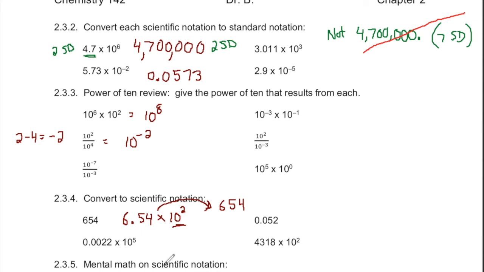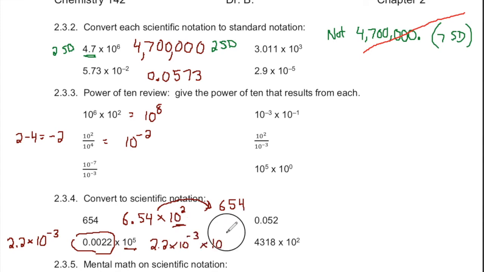If you had put a negative 2 by accident, then when you converted it back to a regular number, you would see your mistake. This one's a little bit different because it already has a power of 10. Let's go ahead and convert this first. So 0.0022 is the same as 2.2 times 10 to the negative 3. So if we have 2.2 times 10 to the negative 3 times 10 to the 5, then this would equal 2.2 times 10 to the 2.